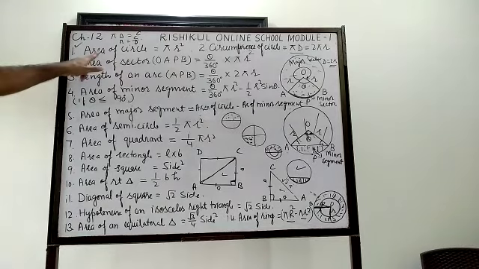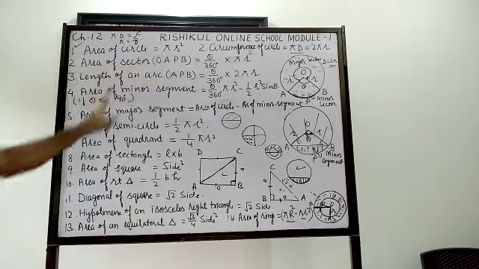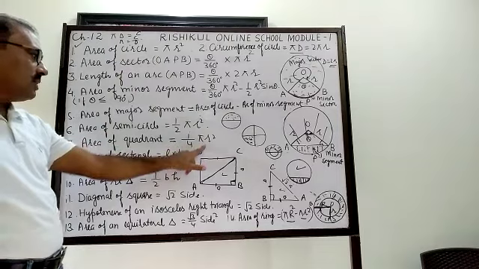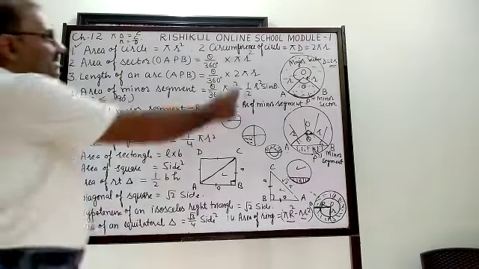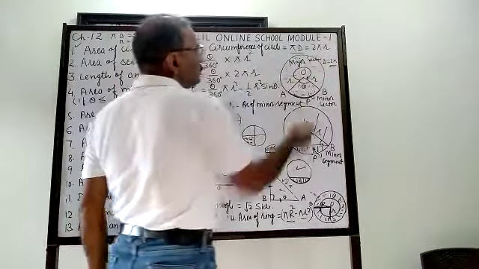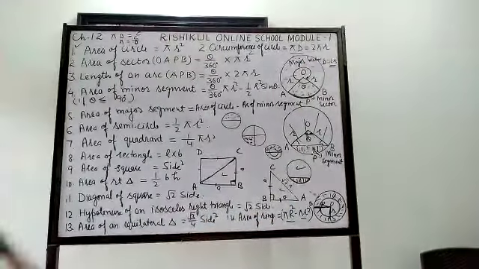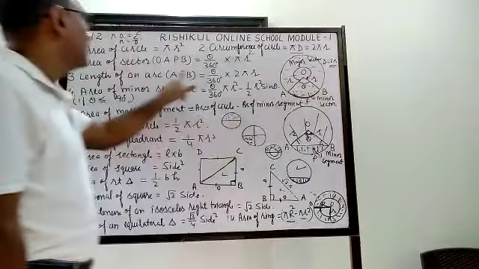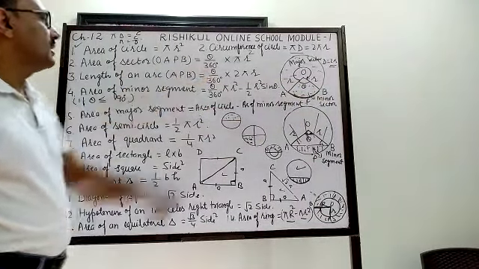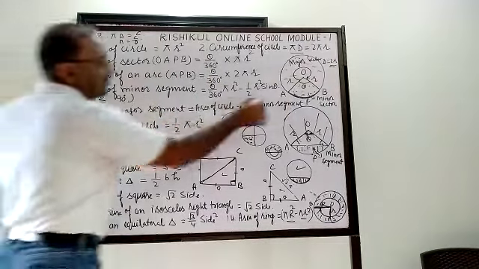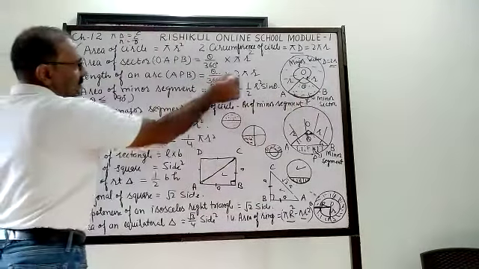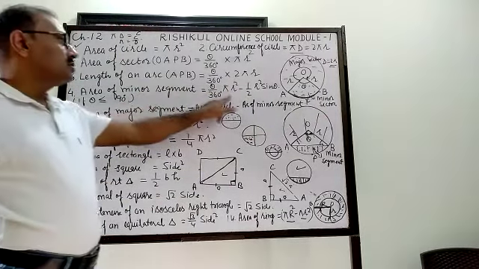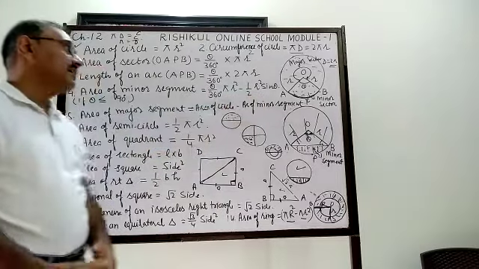First one I repeat again: area of circle pi r square, area of semicircle half of pi r square, area of quadrant 1 upon 4th of the circle, 1 upon 4 pi r square, circumference of the circle pi d, or you can say 2 pi r because diameter is equal to twice the radius. Area of sector OAPB is theta upon 360 pi r square. Length of the arc APB is theta upon 360 into 2 pi r. Then area of minor segment is theta upon 360 pi r square minus 1 upon 2 r square sine theta.